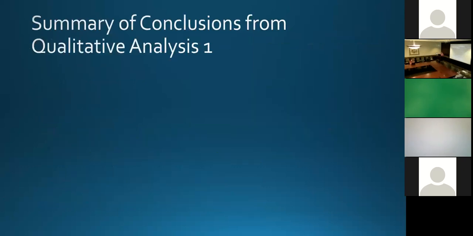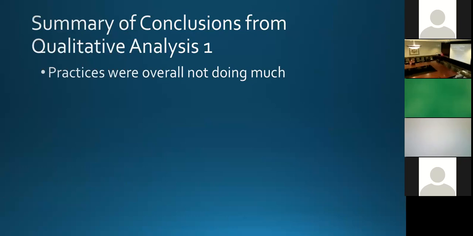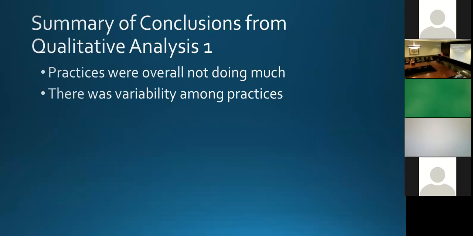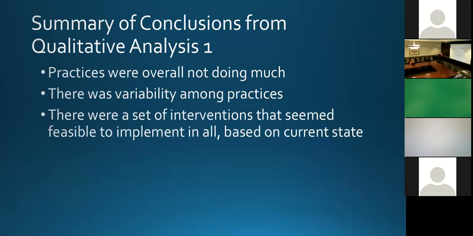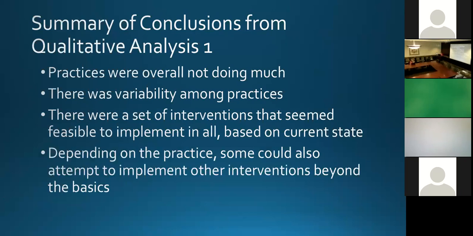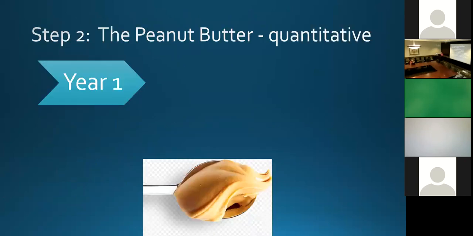Okay, so to summarize our first piece of bread, practices overall weren't doing very much with regard to immunization delivery. There was a lot of variability among the practices and by vaccines. There seemed to be a set of interventions from our qualitative work that would be feasible to implement in all of the practices based on the current state of these practices that had agreed to be in the trial. And depending on the practice and their readiness, some might actually be able to implement other interventions beyond the basic components. Okay, any questions about that part before I move on to the peanut butter?